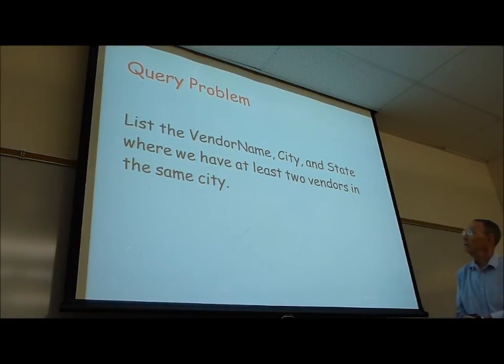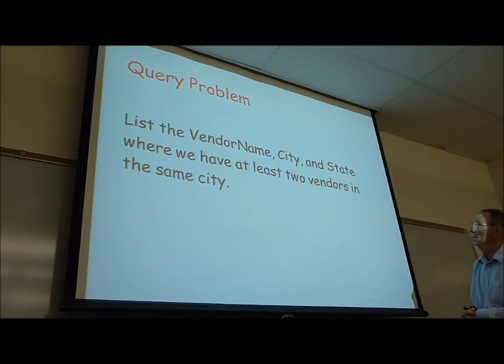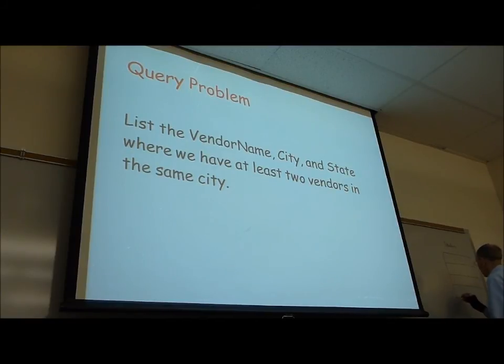So I've got vendor name, city, and state. Heck, the only thing I got is one table, don't I? Just one table. Okay. Vendors. So I got one table. Okay, just think of it. I got the vendor name. Is that what we're asking for? Yeah. City. And state.